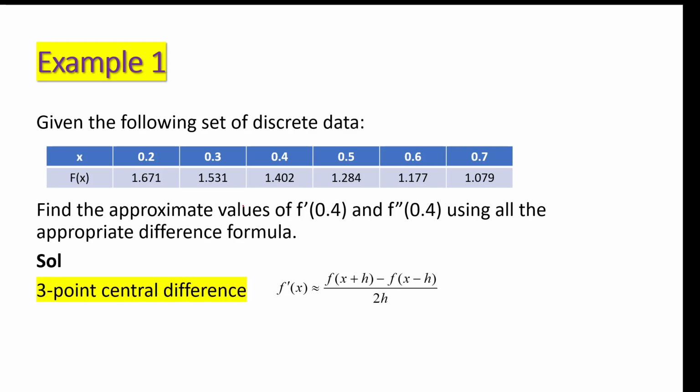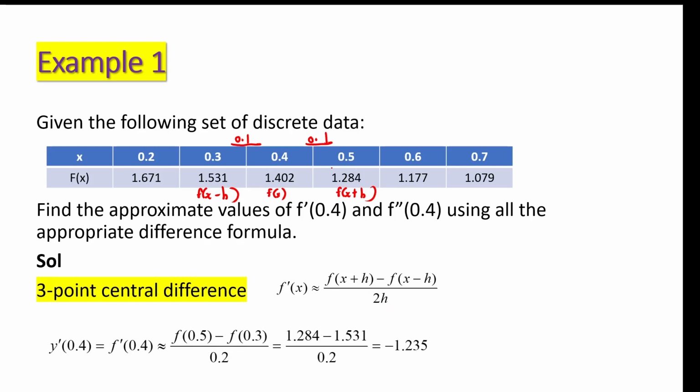So this is a 3-point central. This is f(x), this is f(x+h), this is f(x-h). For the 3-point central, you're standing here. You take the point ahead, minus the point behind, divided by, because here you have 0.1, here 0.1. So total 0.1 plus 0.1 is 2 times 0.1, which is 0.2.